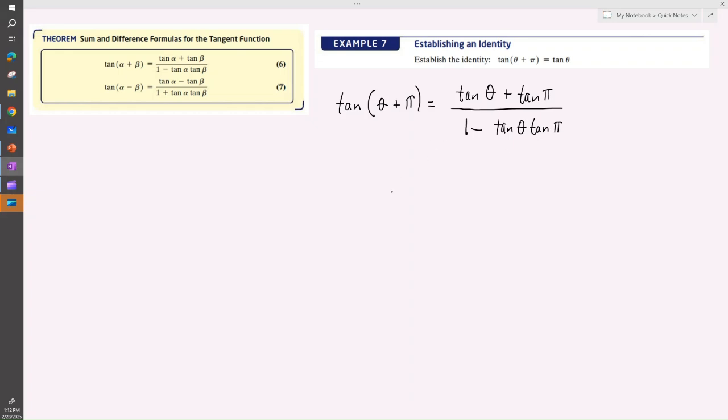Okay, and so the tangent of pi, remember now that's y over x, and pi is all the way over here, and y is 0. So this is the tangent of theta plus 0. And this is 1 minus the tangent of theta times 0, because in both cases our tangent of pi is 0. So we end up with tangent of theta on top, 1 on bottom. So just tangent of theta, and we've got it.